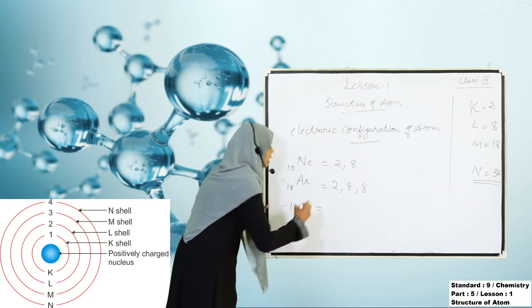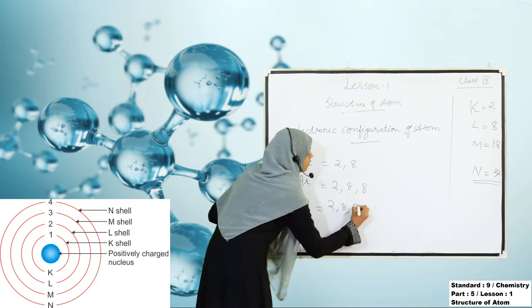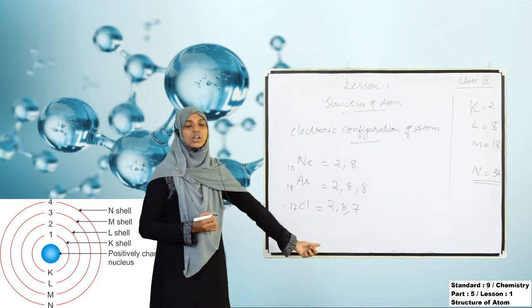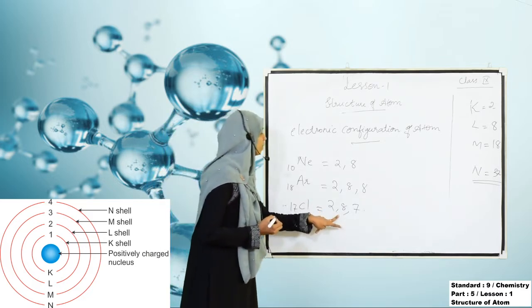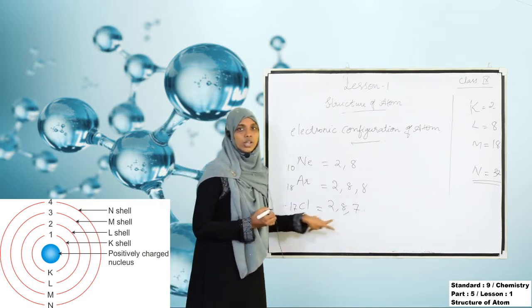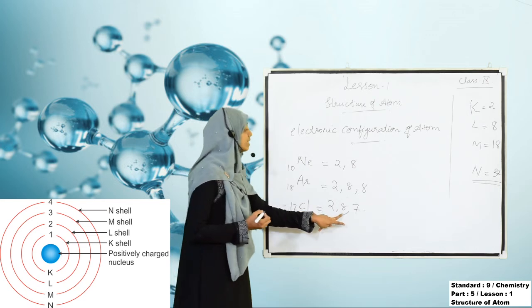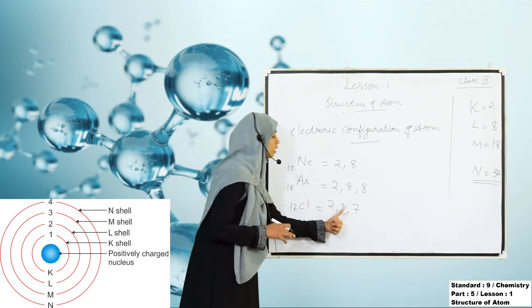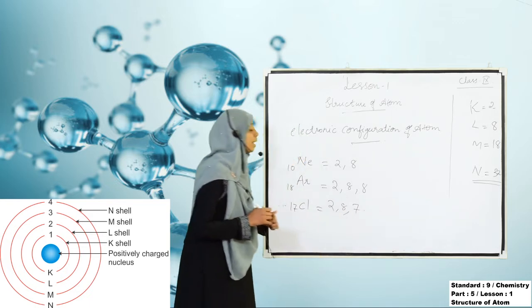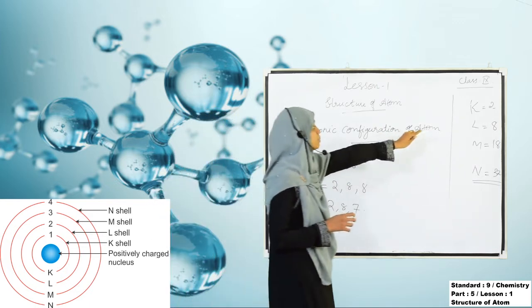Then we can write 287. Okay, this is the electronic configuration of chlorine. The atomic number of chlorine is 17. Then we can write 2, 8, 7 as its electronic configuration. In the second shell, we notice that a maximum of 8 electrons can be occupied. So the number of electrons in the L shell is 8.